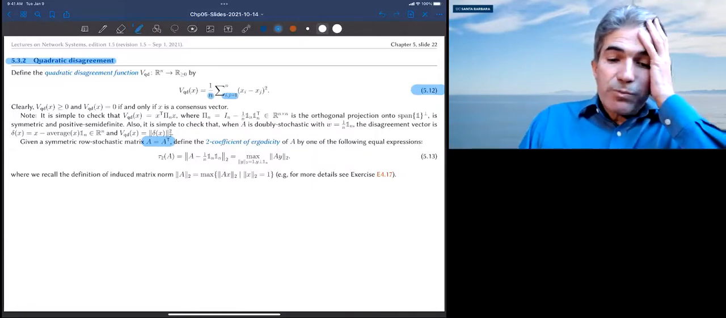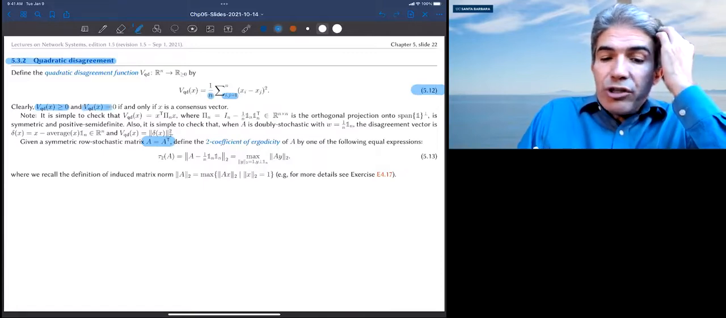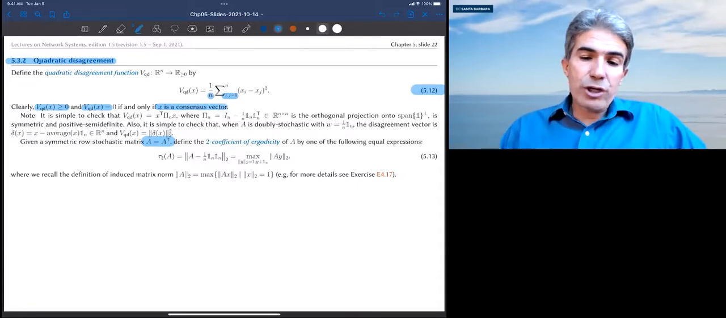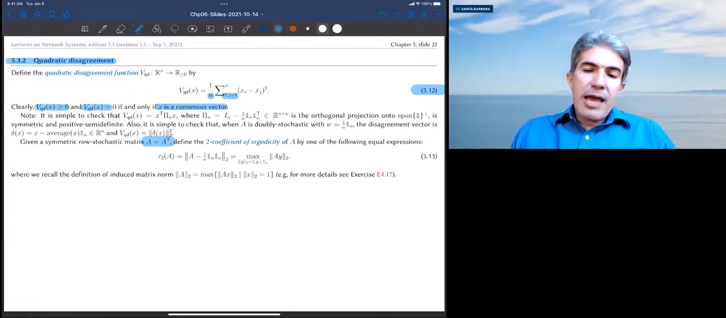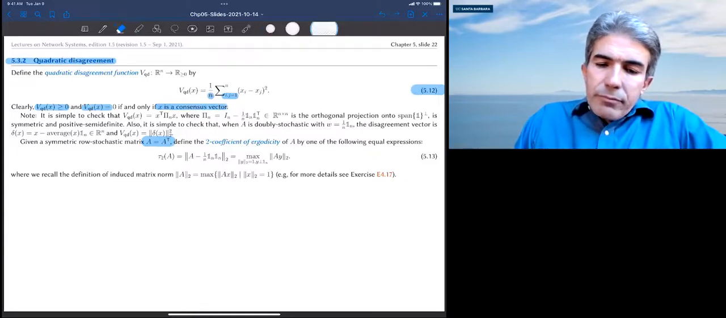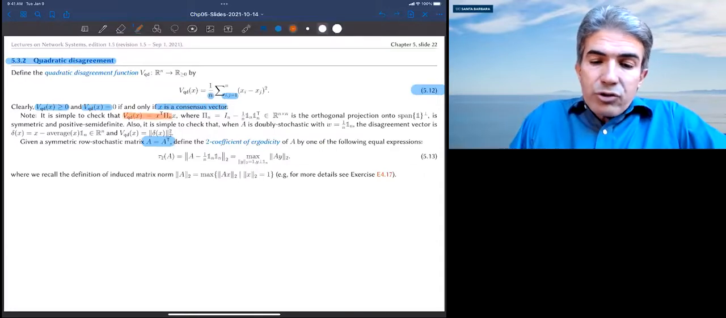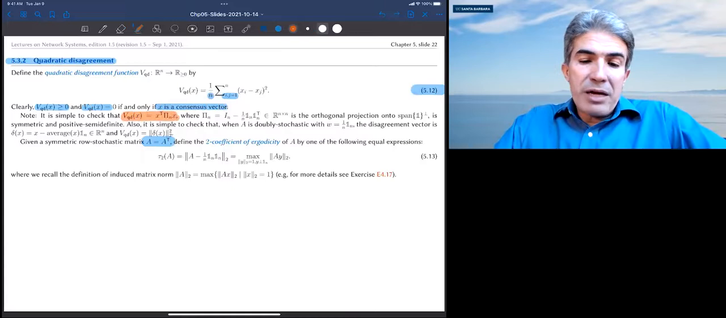And it's very clear that this is a positive, or rather non-negative, quantity, and it's equal to 0 if and only if x is a consensus vector, meaning to say every entry, every xi is equal to every other xj. So I'm going to call this the quadratic disagreement function. And before I continue, let me give you two interpretations of it. One is that I can write that as a quadratic form. So this is a quadratic form where you have a symmetric matrix pi sub n, and V quadratic disagreement, VQD, is just x transpose pi n x.